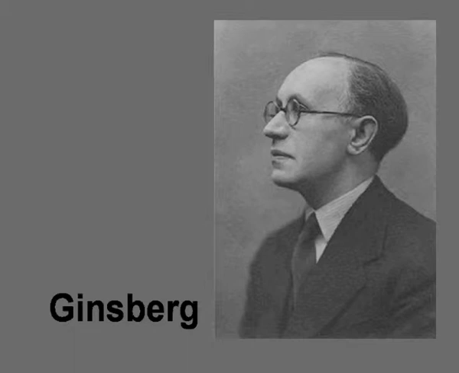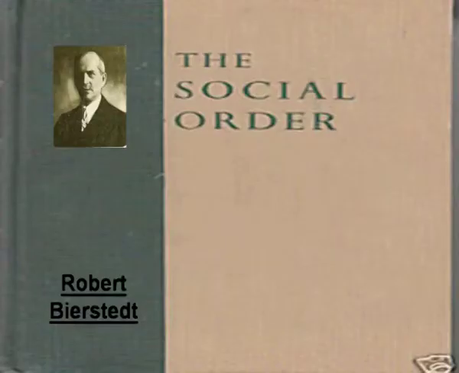The frequent criticism that sociology cannot generalize is not accepted by Ginsberg. Ginsberg gives 6 types of generalization in social sciences, like empirical correlation. Robert Bierstedt, in his book Social Order, has given 5 characteristic features for sociology.